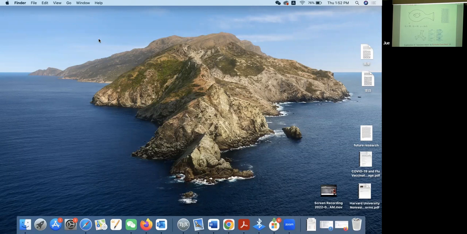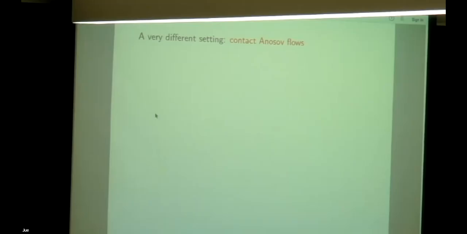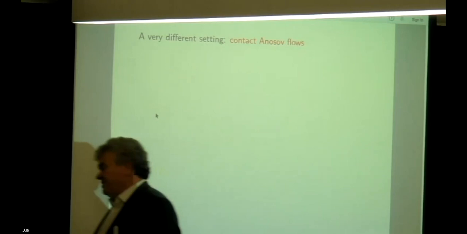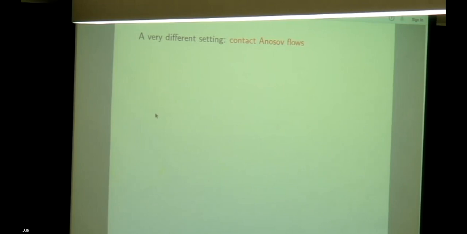So now I mentioned Ruelle resonances. Now let me mention Ruelle resonances more rigorously. So a setting which I would like to start with is contact Anosov flows. I will not give a definition of the contact Anosov flow, but I'll just give a definition by example, which makes sense to everybody, which is the example of a sphere bundle.